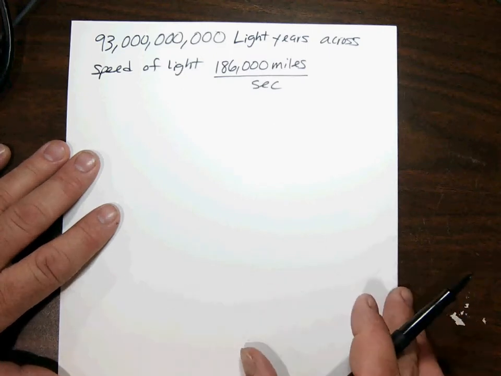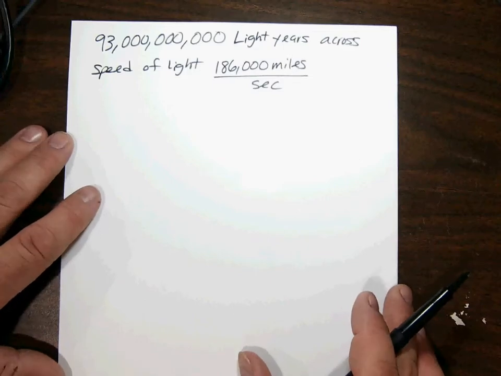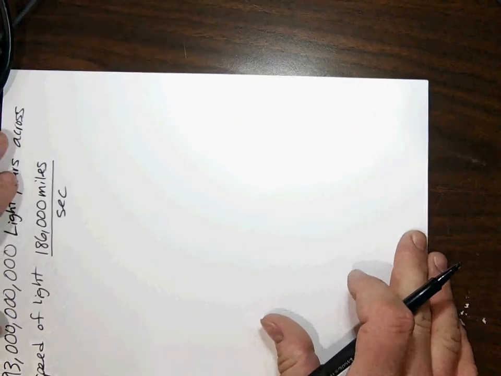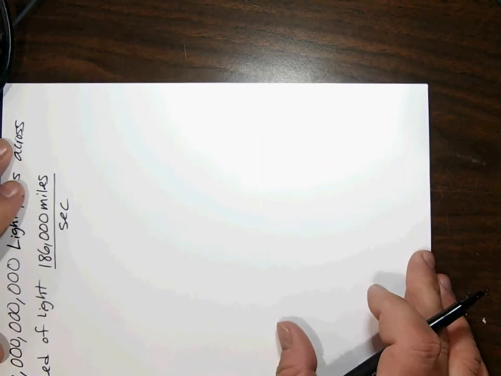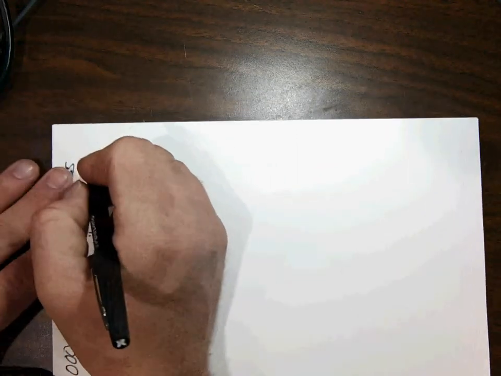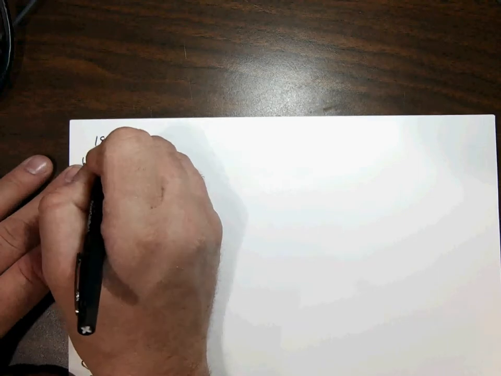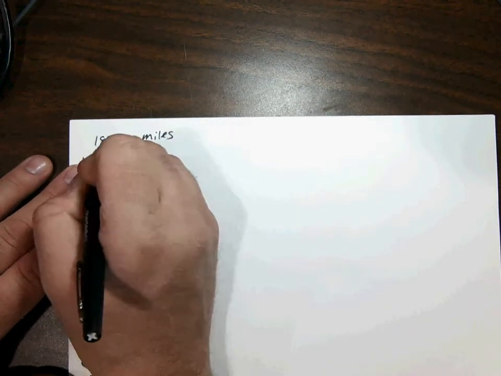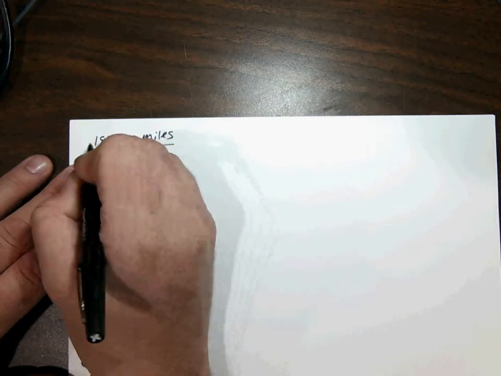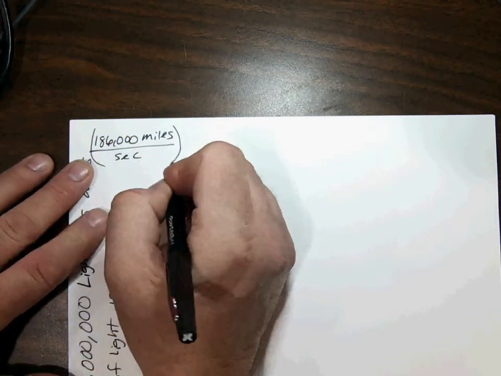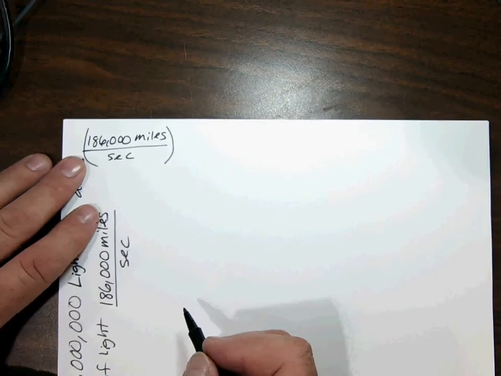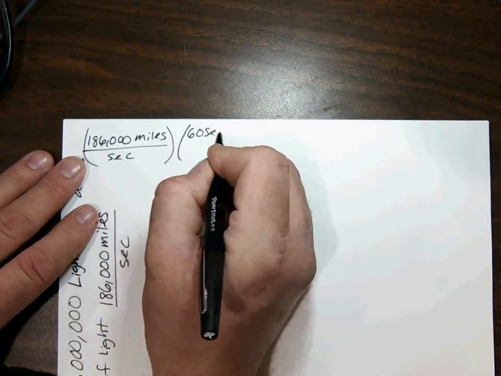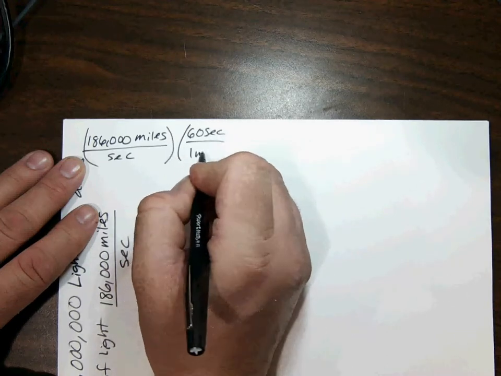All right, so I want to calculate miles. So here's what we're going to do. I'm going to turn sideways to give us a little more room here. I'm going to take 186,000 miles per second, and I'm going to convert that. I know there are 60 seconds in a minute, right? 60 seconds per 1 minute.